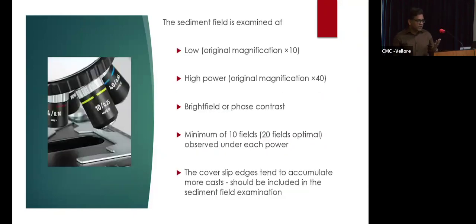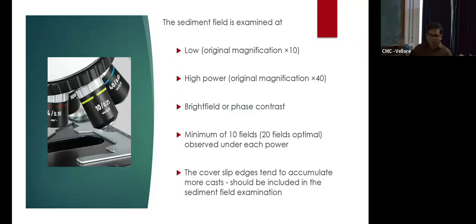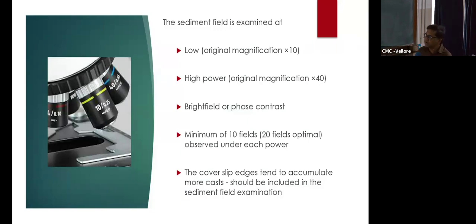We can examine this in low field, that is the same as the original magnification, or high field, 40 times the original magnification, bright field, or phase contrast microscopy. Bright field we can use, but it will not help that much to identify dysmorphic RBCs. So the preferred one is phase contrast, and that is a must. Every time you want to confirm microscopic hematuria, you have to ask for phase contrast. That is mandatory according to the European and American Societies of Nephrology.